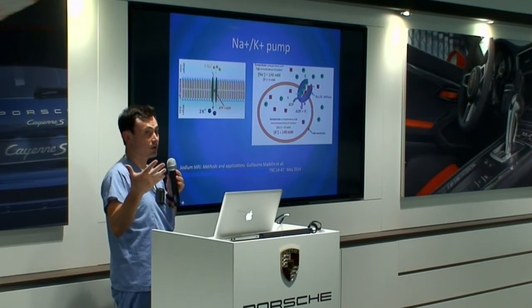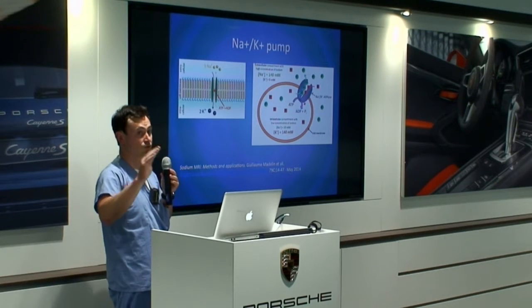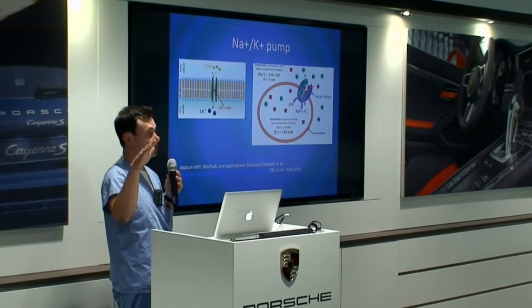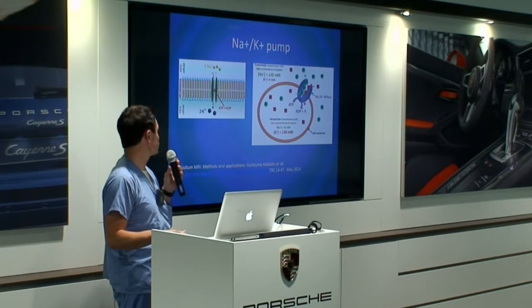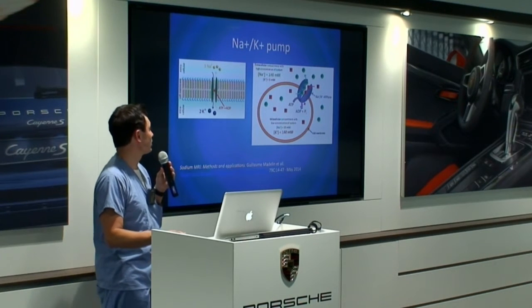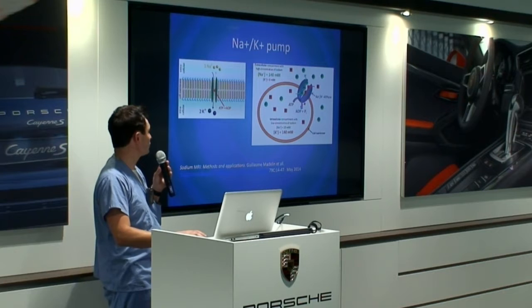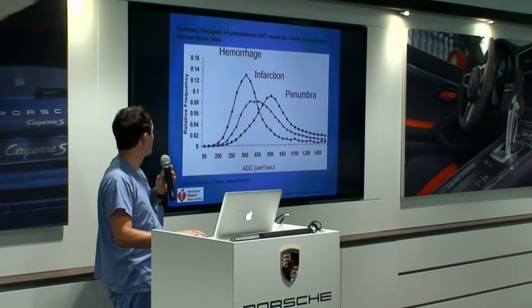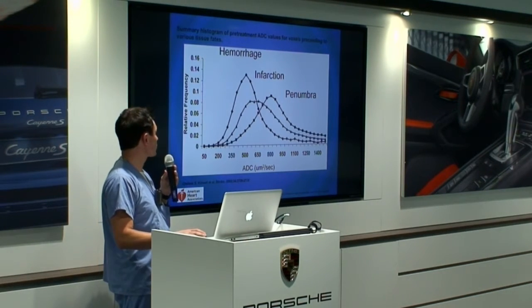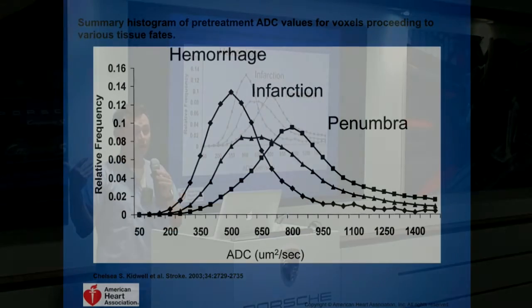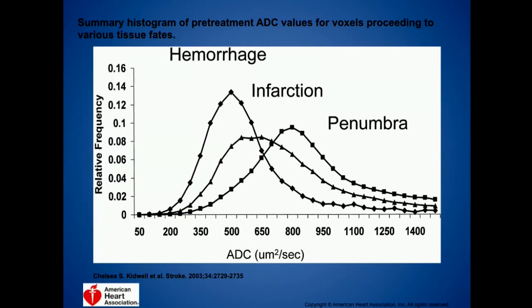Water is then trapped in the cell and does not diffuse easily, and so we have a very high signal on the diffusion-weighted images and low signal on the apparent diffusion coefficient maps. How does this work in terms of what is the fate of the tissue that has a certain ADC value, so a certain amount of diffusion?